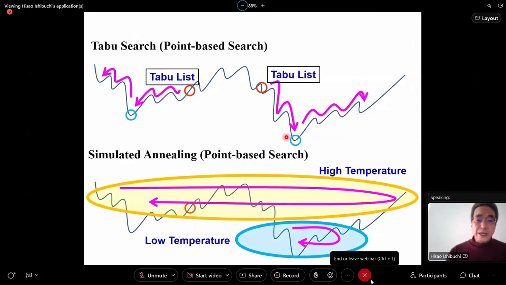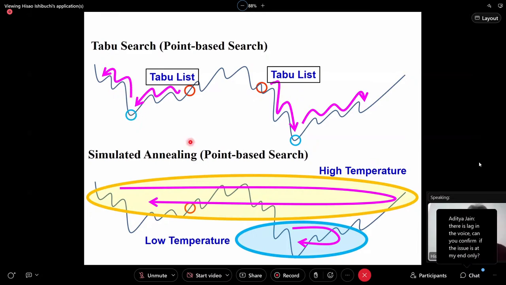In order to escape from local solution, there are a lot of ideas have already been proposed. One well-known idea is taboo search. This is also point-based search. The idea of taboo search is to escape from a local solution using taboo list. Taboo list is used to prevent to go back the same local solution. If we arrive at this local solution, we escape from this solution going this way. Taboo list play a role to prevent the search coming back to this point. In this manner, taboo search can escape from local solution.